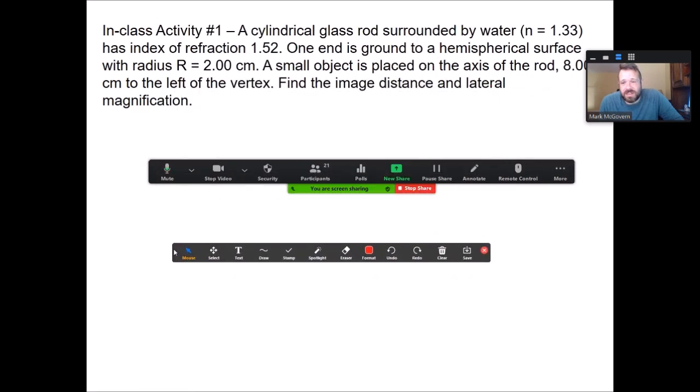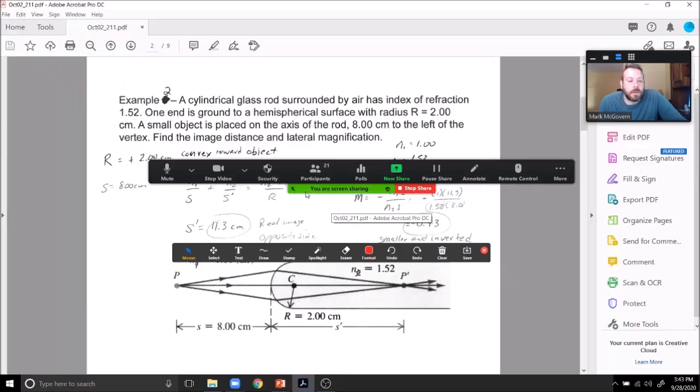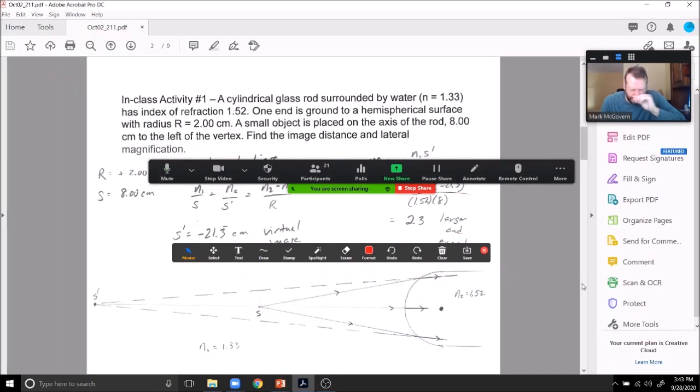This problem is different in one respect. We're not going from air to glass. We're going from water to glass. So everything else about the problem that we do is going to be identical. Everything is the same, okay? And you're only going to change your N1. That's it. That's really it. So let's look at it.